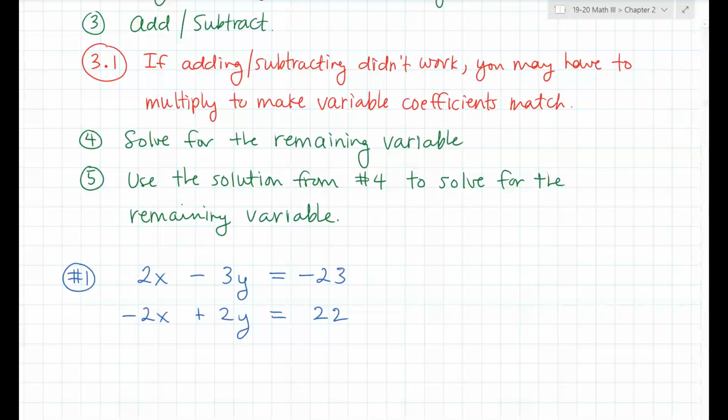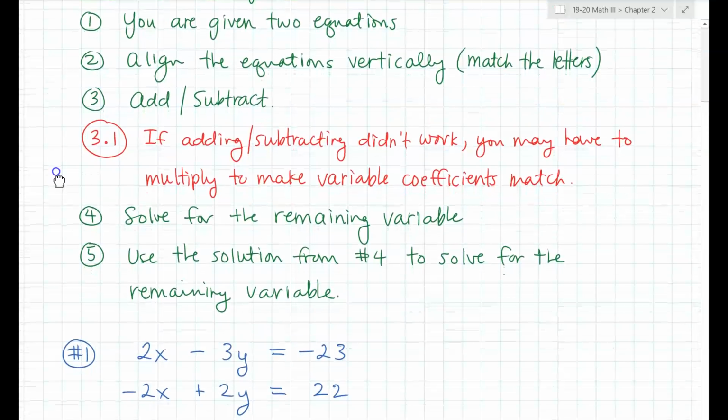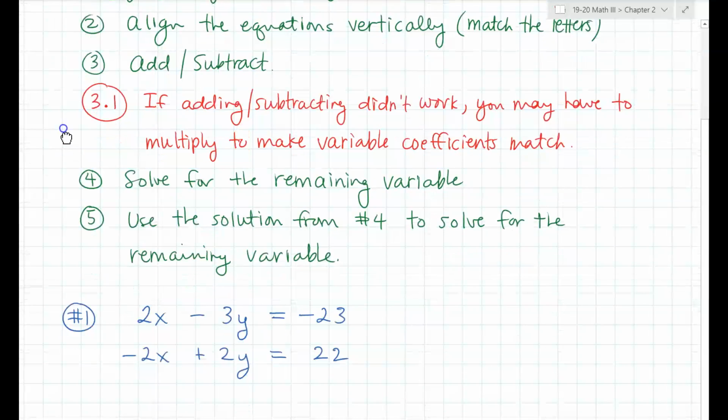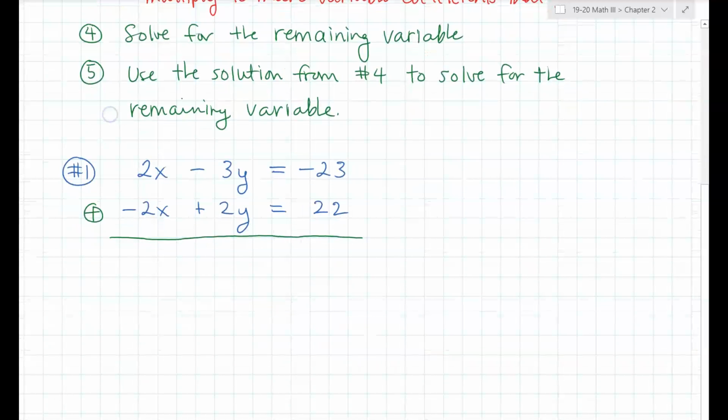Okay. Now you notice I am going to change color because I am going to be doing different things. So I want you to know what steps were taken. So remember, the first step that I ask you to do is that you're going to be given 2 equations. There you go. Align the equations vertically by matching the letters. Notice how my x's and y's and numbers are all lined up nicely. Okay. Step 3 says add or subtract. I told you just add. Okay. Don't even think about it. Just add. Now, if you already are used to doing this, then feel free to think about what you need to do. But I'm just going to add without thinking about it.